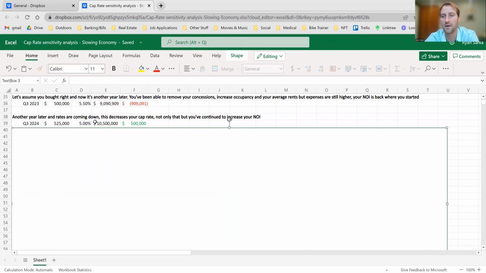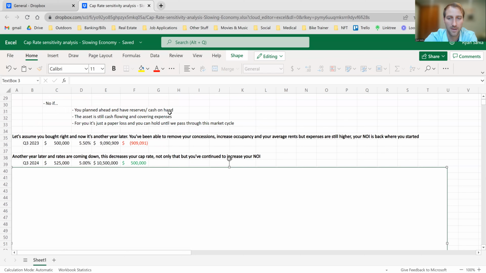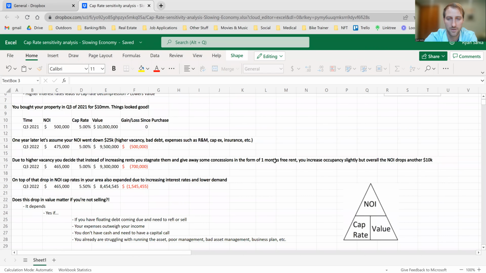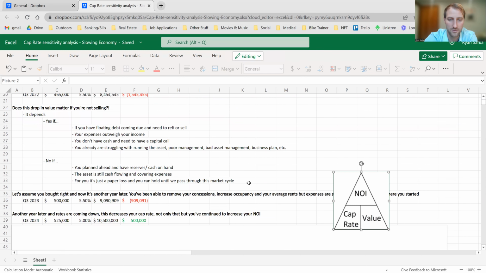You've actually increased your NOI $25,000. So you're at $525,000, and the cap rate went back down to 5%, which is where you actually purchased the property. So look at that. You're in the green. You're $500,000 in the green. And you can see things are going well. You and your team are happy with how everything's going, and you're happy with what's happening at your property.